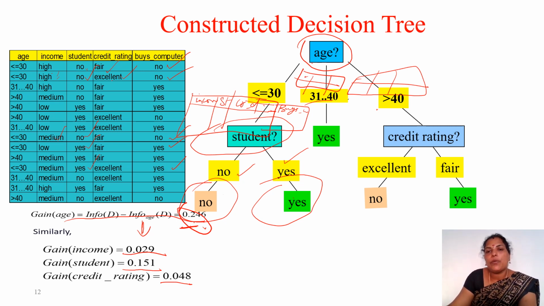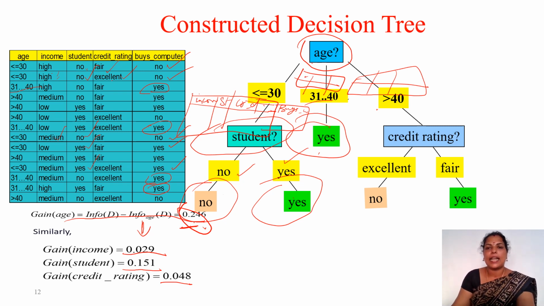Then for the 31 to 40 case, you have to check the 31 to 40 values. Here we are having yes values, all yes. So here there is no split. All are yes, so directly you can write here yes. If age is between 31 to 40, definitely they buy a computer. No need to go for any further split.